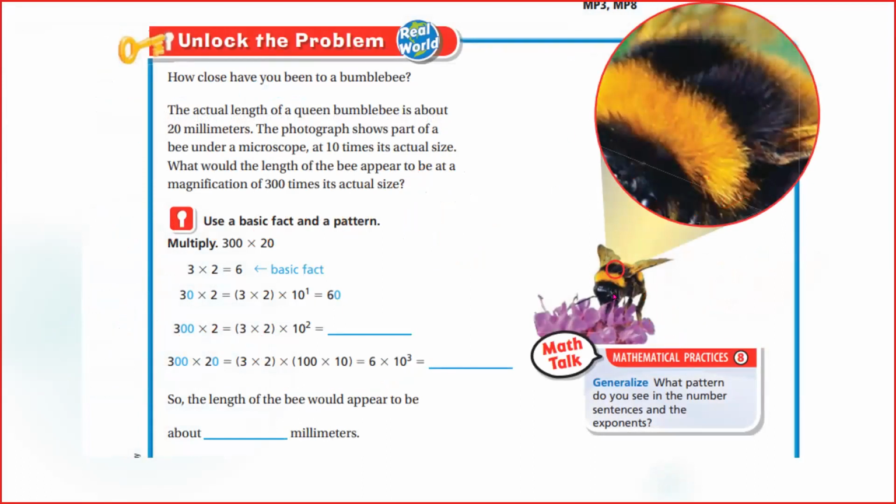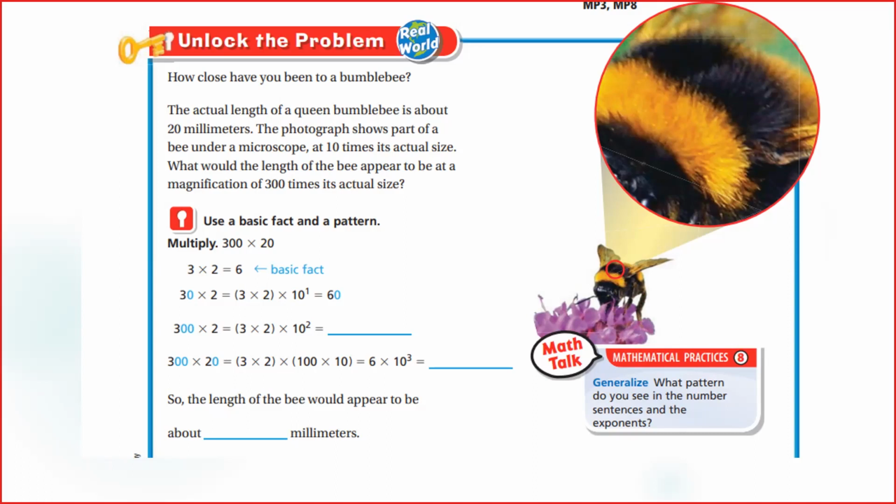Here you have a bee. Okay, this is a bumblebee, sorry. Now this is a queen. Its actual length is about 20 millimeters. But all of us know that we cannot see it. In order to see it, sometimes they use a microscope, and this microscope can magnify its photograph by 10 times, 20 times, 100 times, 300 times, and so on.